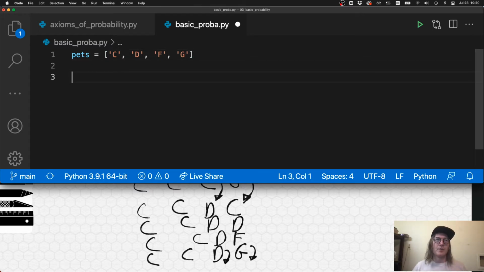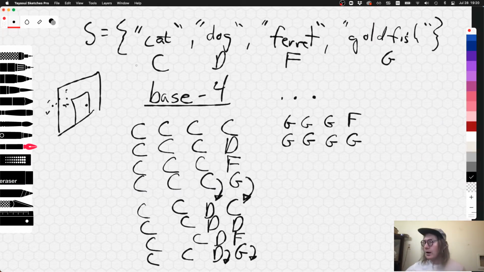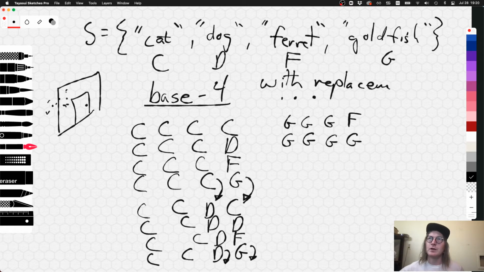And I'm going to have our outcomes. I'm going to collect all the different ways that we might draw these 4 animals out of this room. This is what we call sampling with replacement, by the way. We'll use that term sometimes. The reason we call it with replacement is we pull a cat out and we put it back, so we can pull it again.